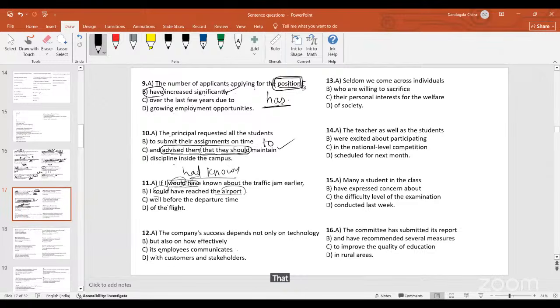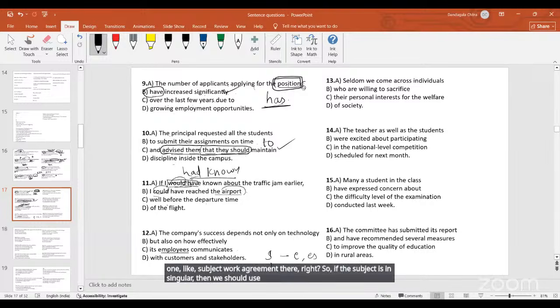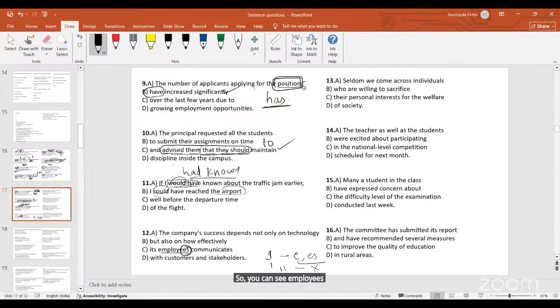That is true. And one more thing here, employees is there, and it is like a subject verb agreement, right? So if the subject is singular, then we should use s or es. If the subject is plural, then we won't use s or es. So you can see employees is in plural position, so we don't use s or es forms. Communicate is fine. And as Pavi said, there is no word called communicates. We don't use such a word; communicate.